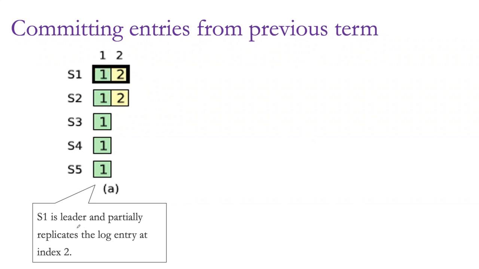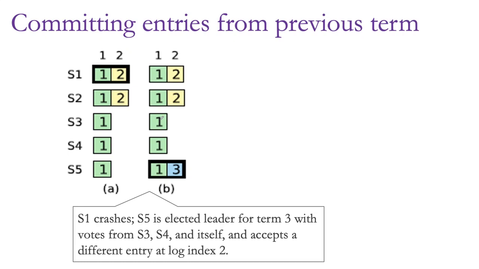So S1 is the leader here and partially replicates the log entries at term 2. Then S1 crashes, and S5 is elected as leader for term 3 with votes from S3, S4 and itself. Out of 5 servers, it got a majority of votes, so it becomes the leader and accepts a different entry at index 2, and that entry will be broadcasted.